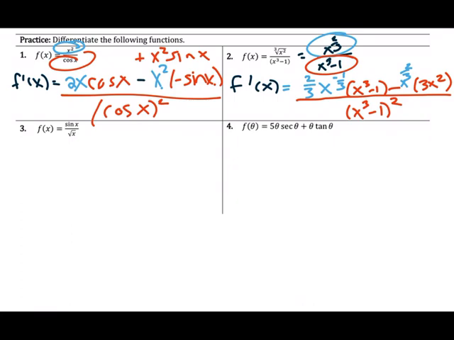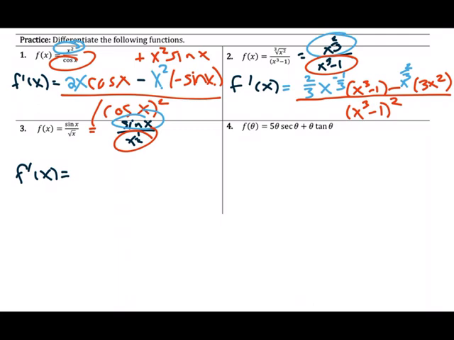Now, number 3 should look familiar. It should look like a problem that we did in the product rule video, and we talked about how we could change this to be a product by saying sine of x times x to the power of negative 1/2. What we're going to do in this video is keep it as a quotient. So this is going to be x to the power of 1/2, so that we can identify our numerator function and our denominator function and find the derivative now using the quotient rule.